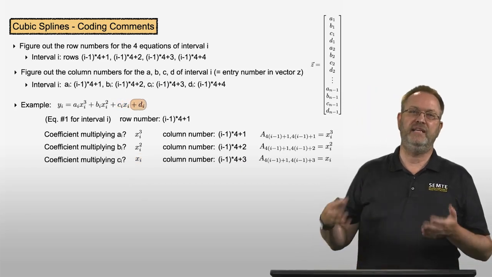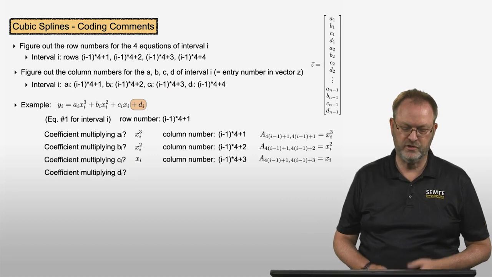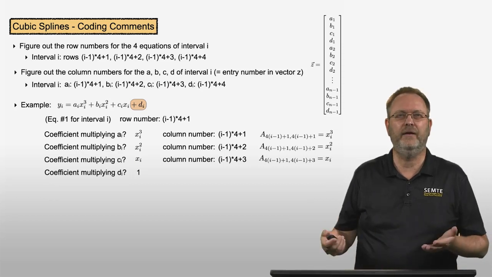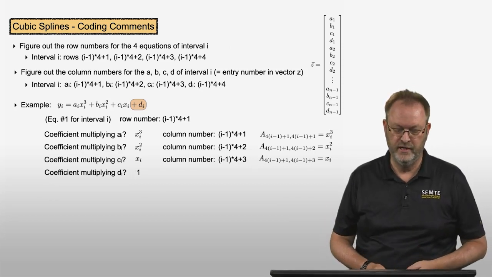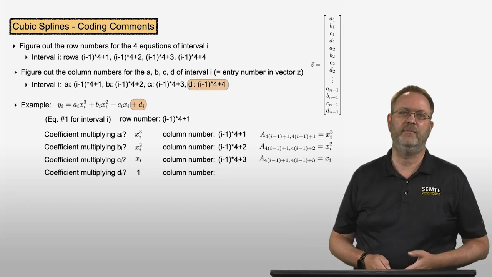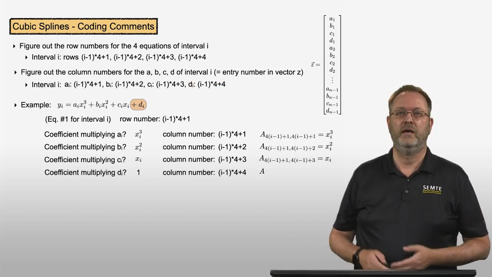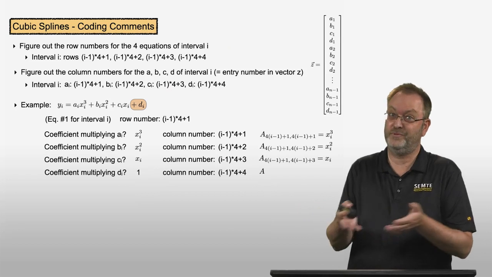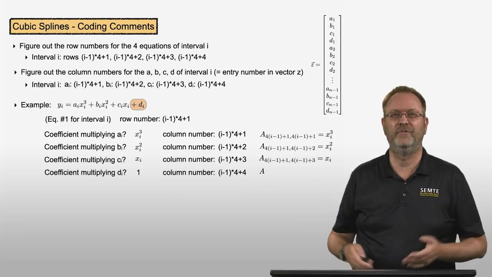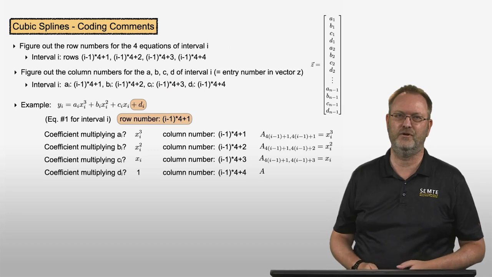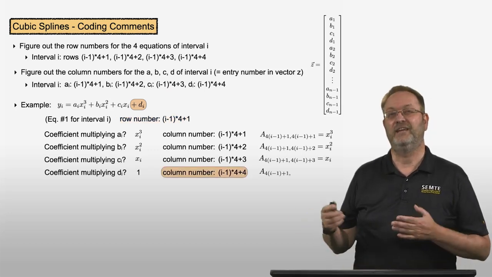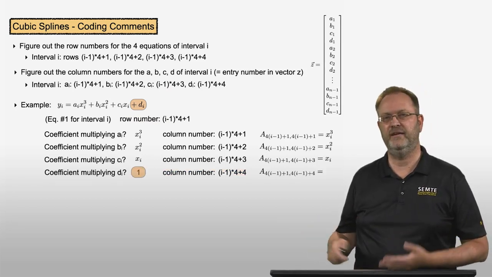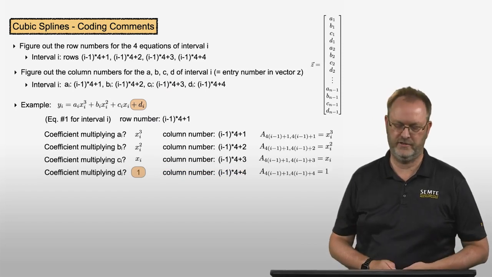And then finally, we have di in the equation. So what's the coefficient that multiplies di? Well, it's kind of hidden, right? It's just 1. There's 1 times di in this equation. The row number remained the same. That's still the same equation. So (I minus 1) times 4 plus 1. And the column number for di is, of course, (I minus 1) times 4 plus 4, because we're talking about di after all. And that entry has to be equal to 1 in the matrix.